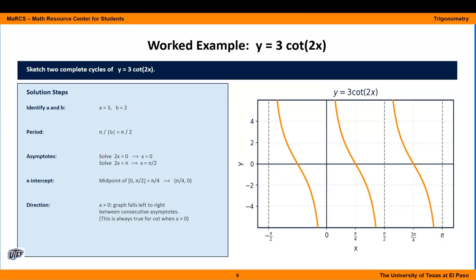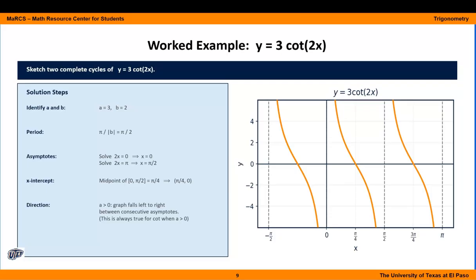Let's try an example. Here we're graphing y is equal to 3 cotangent of 2x. The period is pi over 2. To find asymptotes, we set 2x equal to 0, which gives us x is equal to 0, and 2x is equal to pi, which gives us x is equal to pi over 2. The midpoint is pi over 4. That is where the graph crosses the x-axis.